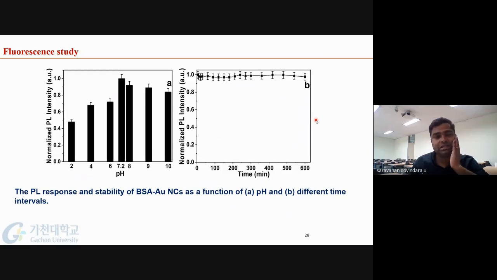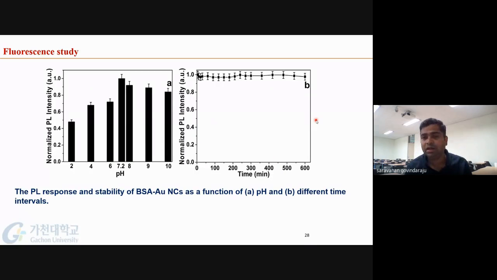Before using a material as a sensing platform, we have to check preliminary studies such as pH analysis and stability. We performed the PL response at pH 2, 4, 6 and also 8, 9, 10, covering acidic and basic conditions. The gold cluster gives a high fluorescence property in neutral medium, and it was highly stable up to 600 minutes.